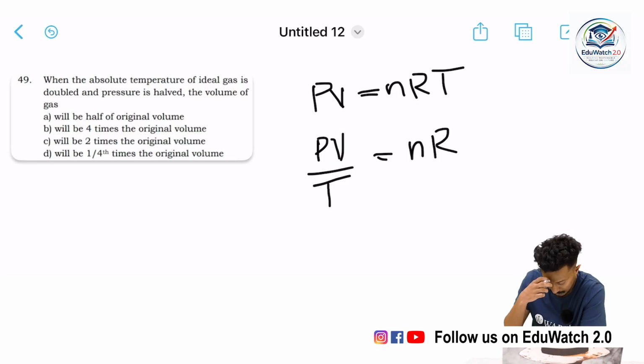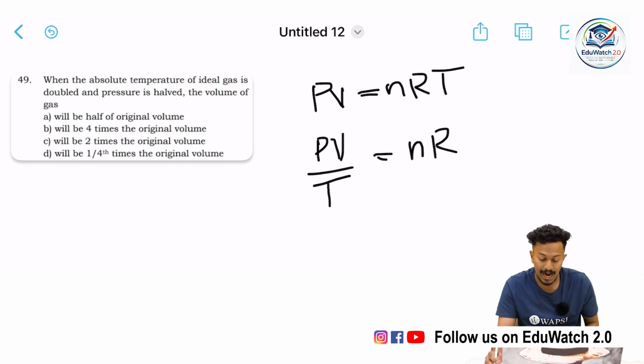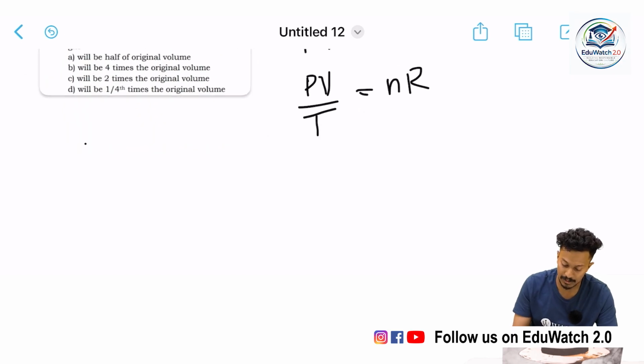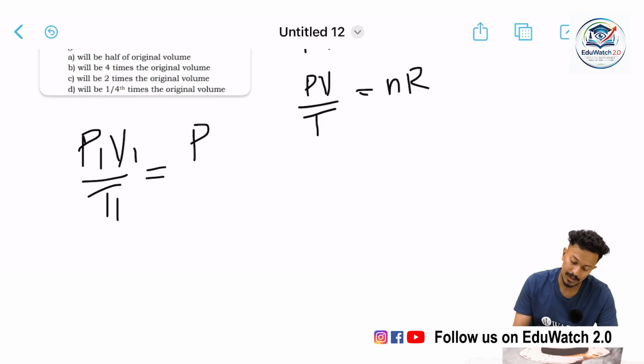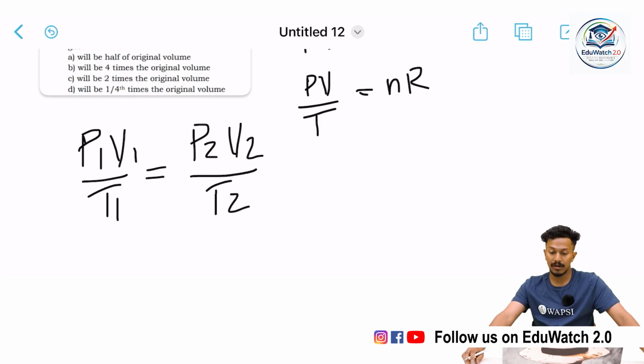Okay, we have done this one, and we could take out the second gas which has the pressure halved and volume is doubled. We could write that as P2 V2. This is the ideal gas equation: P1 V1 by T1 is equal to P2 V2 by T2. Are you familiar with this one?